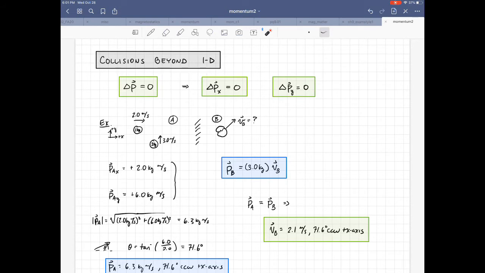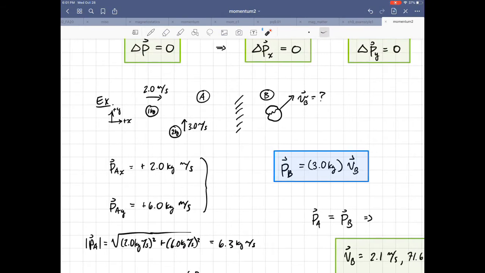And so what this means in practice is that we can begin to investigate more interesting problems. And so I've got two objects in my example here, one mass of 1 kilogram moving to the right at a speed of 2 meters per second, and a 2 kilogram mass moving up with a speed of 3 meters per second. And so these two objects are going to collide and they're going to stick together. And what I want to find is the velocity after the two objects collide and stick together.